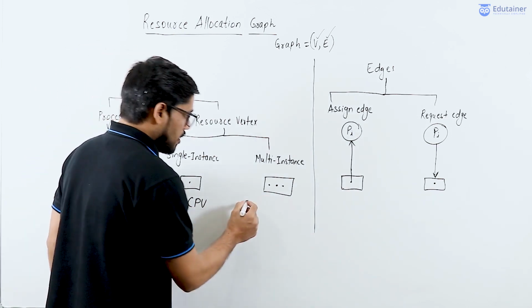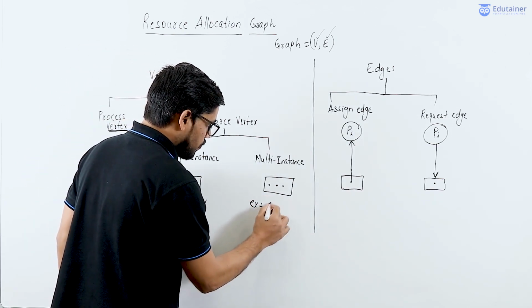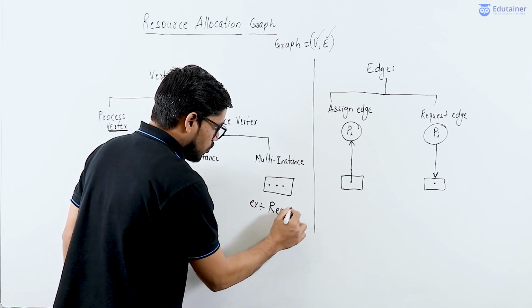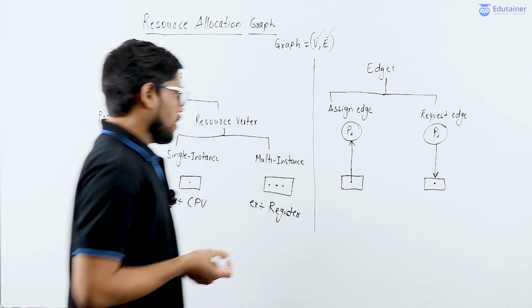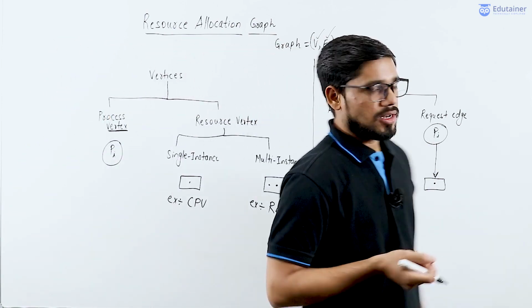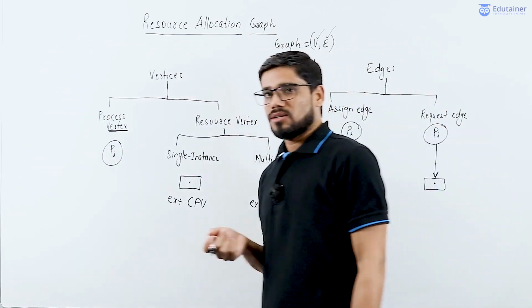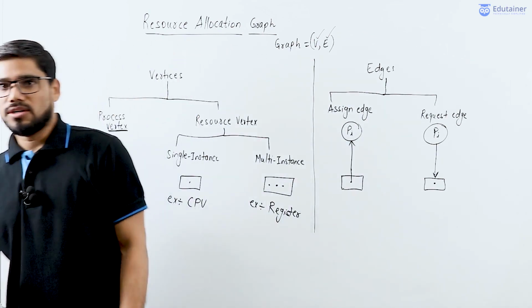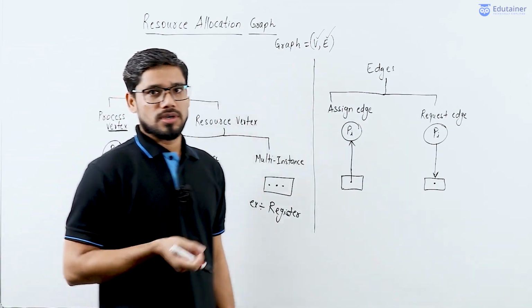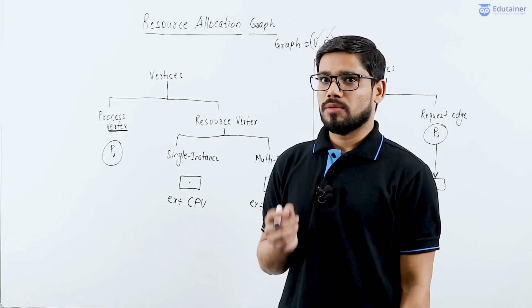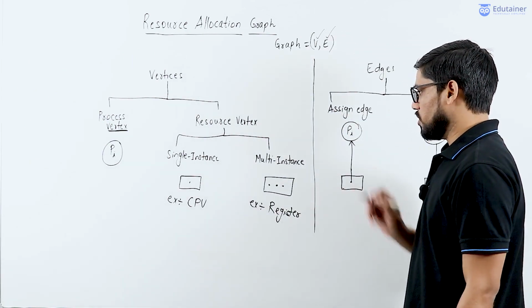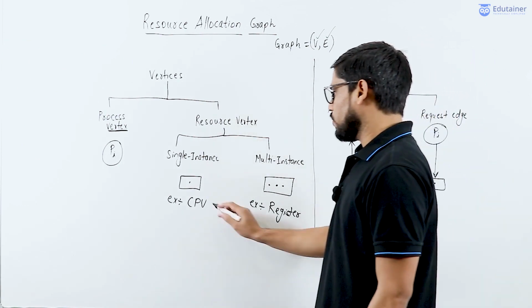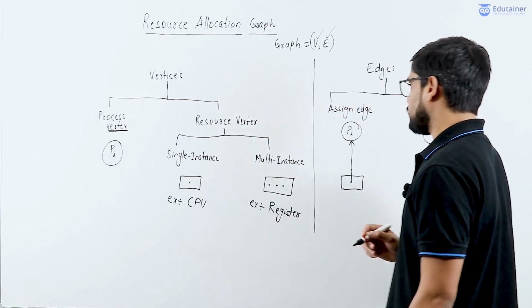A multi-instance example is the register. There is more than one register available in a particular computer. If you have studied digital electronics or microprocessors, there are generally 32 general purpose registers available in our computer system. So a register is a multi-instance resource and the CPU is a single instance resource.